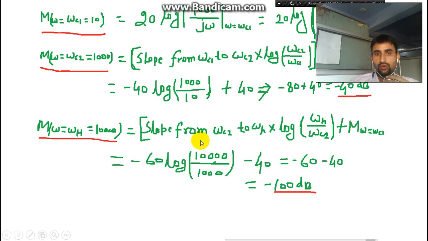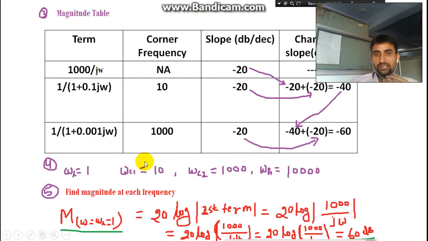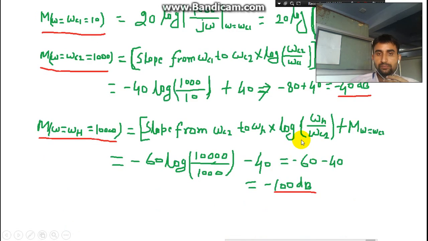So the slope from omega c2 to omega h is minus 60 log, because this is the value of omega c2, and after omega c2 the slope will be minus 60 only. So this is minus 60 log of omega h over omega c2, which is 10,000 divided by 1000, so it will be minus 60 only. Minus 60 and minus 40 gives us minus 100 dB. So now we have the magnitude at each level.